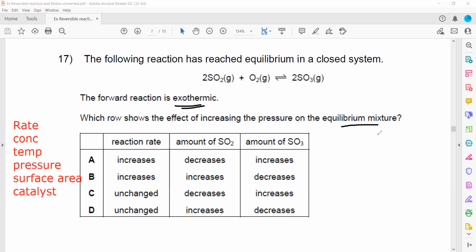And shifting of equilibrium only depends on temperature, pressure, and concentration. So these are the three factors which can shift the equilibrium. First thing, we're increasing the pressure. Whenever we increase any of these quantities, like concentration, temperature, pressure, surface area, or catalyst, the rate of the reaction will increase. So first, the rate of the reaction increases.